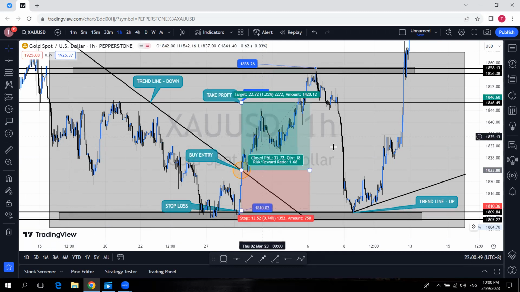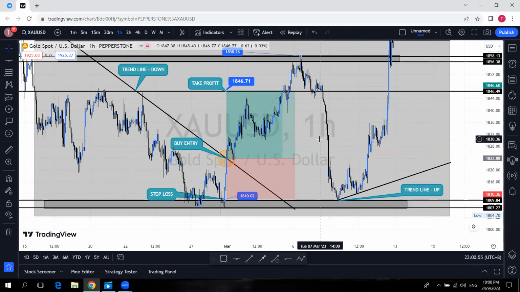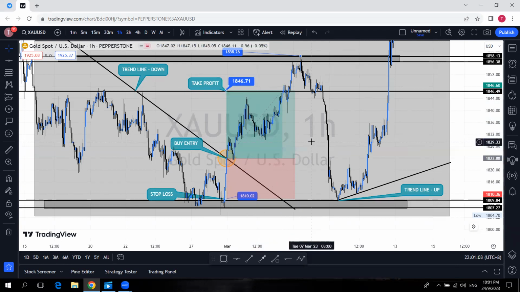Okay, so there's another tool which you can use to calculate how many pips you're going to risk and how many pips is your gain. Of course, here you can see the risk reward is 1.68. But you can use this particular tool, which I normally use most of the time, to determine how many pips is the movement.